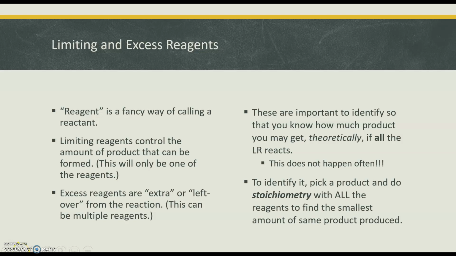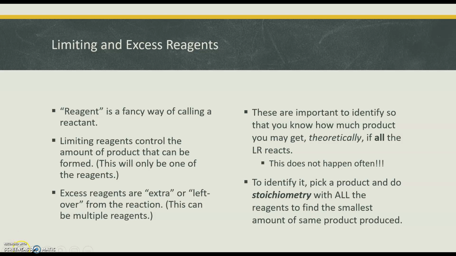In order to identify what your limiting reagent is, you're going to use stoichiometry with all of the reagents to find the smallest amount of a product produced. You have to use the same product when doing your stoichiometric conversions here because different products are going to be produced in different amounts.